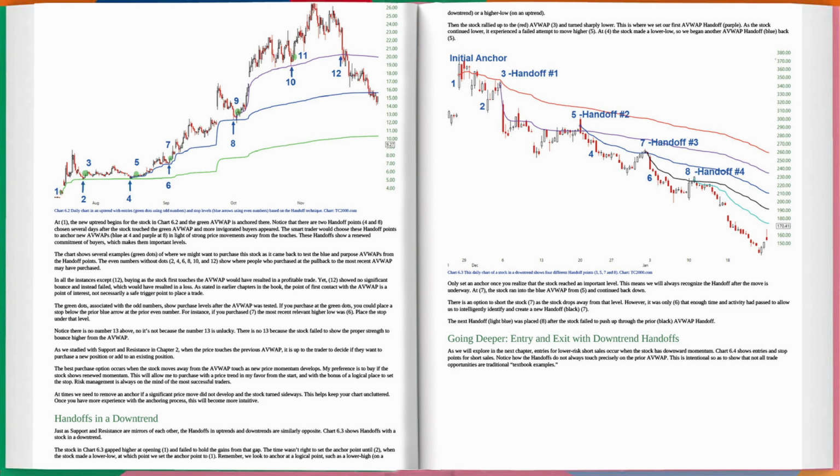Notice there is no number 13 above. No, it's not because the number 13 is unlucky. There is no 13 because the stock failed to show the proper strength to bounce higher from the AVWAP. As we studied with support and resistance in Chapter 2, when the price touches the previous AVWAP, it is up to the trader to decide if they want to purchase a new position or add to an existing position.